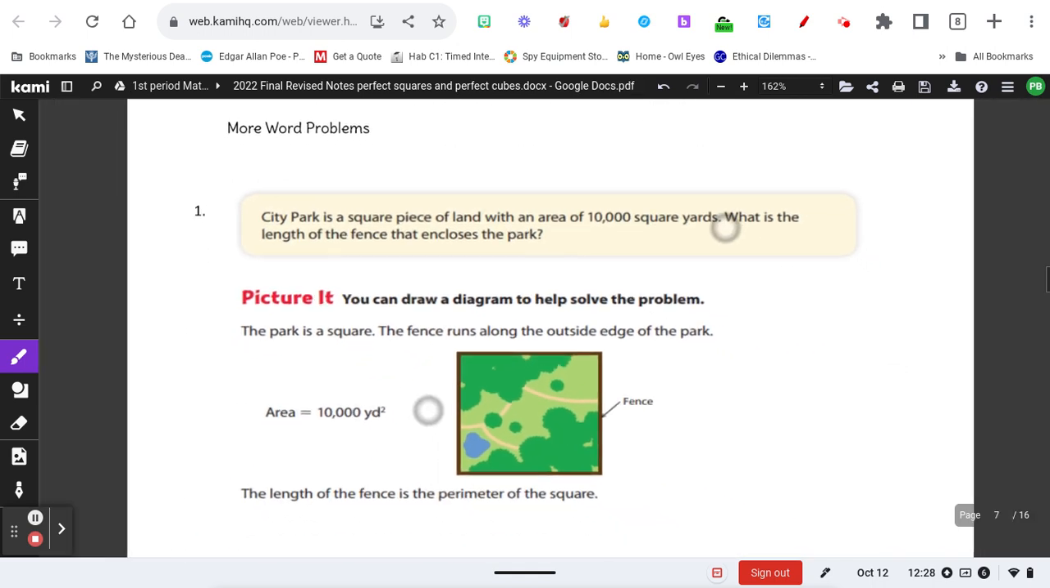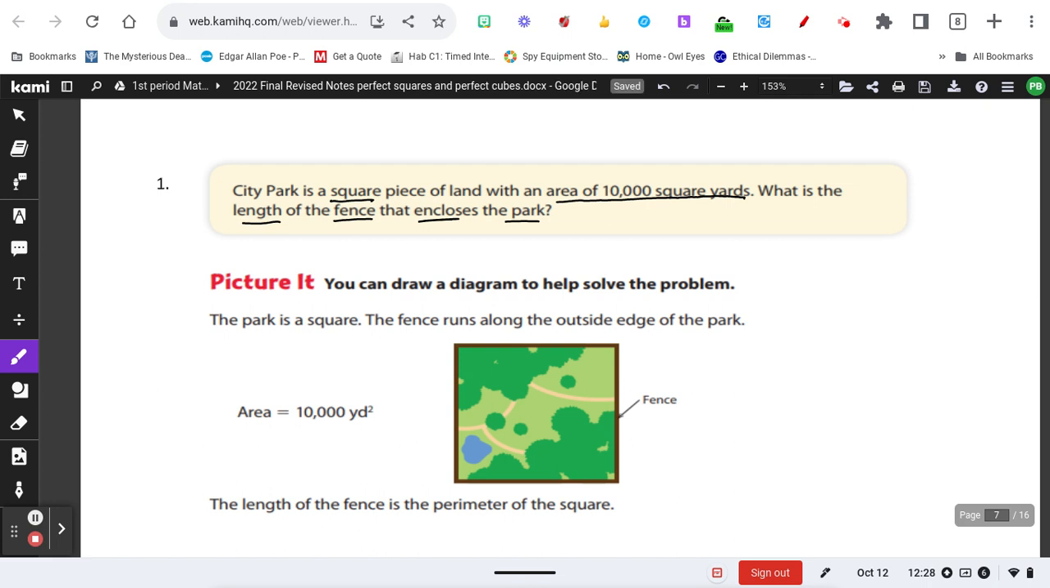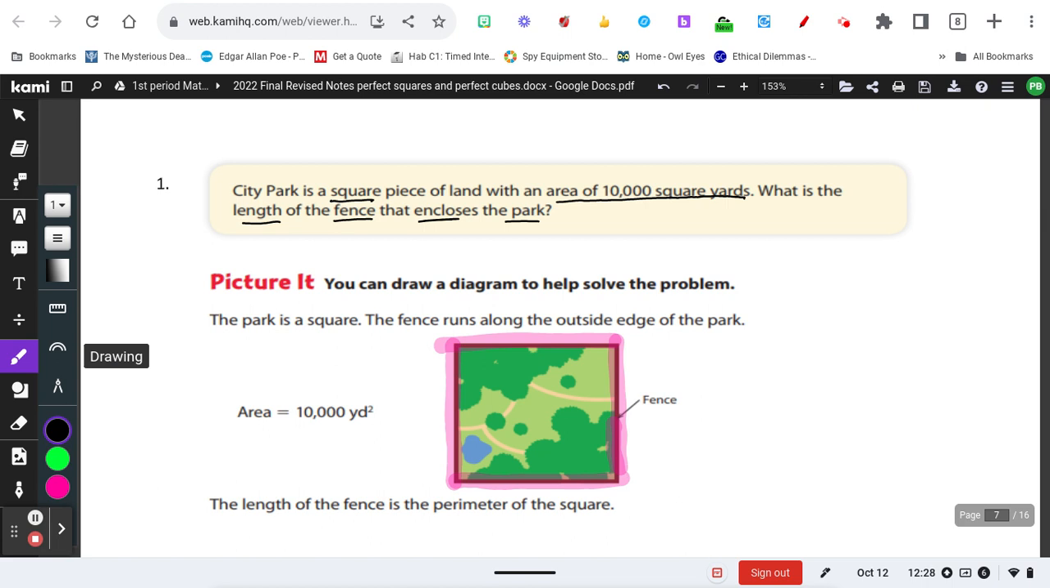Number 1 here, I got a few more word problems. It says City Park is a square piece of land with an area of 10,000 square yards. What is the length of the fence that encloses the park? Okay. If I want to enclose the park, put a fence around this whole thing, because to enclose means to go all the way around. That means I am simply looking for the perimeter of the park. That's it.